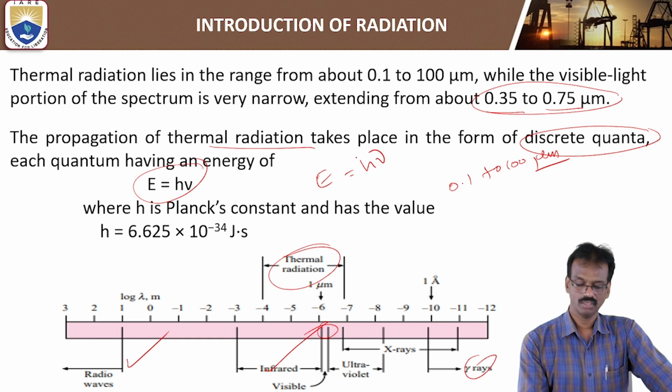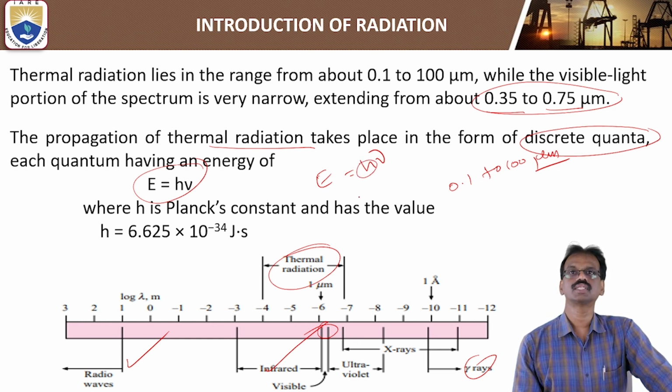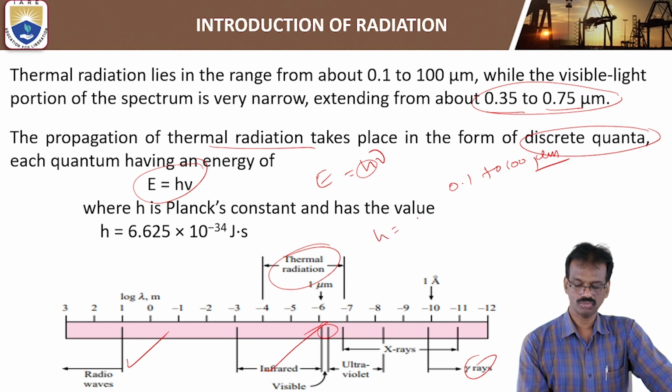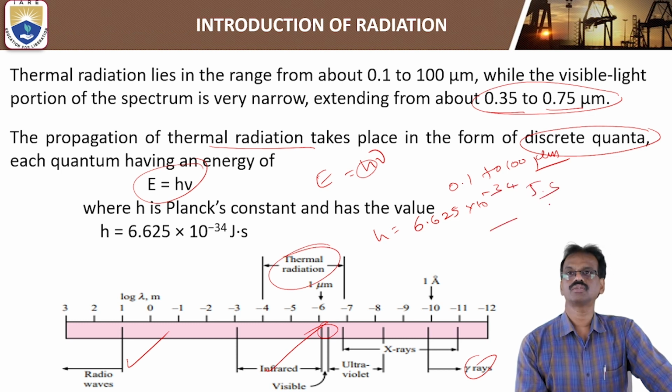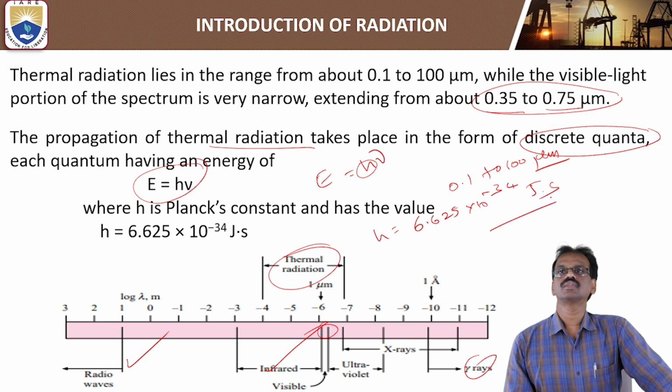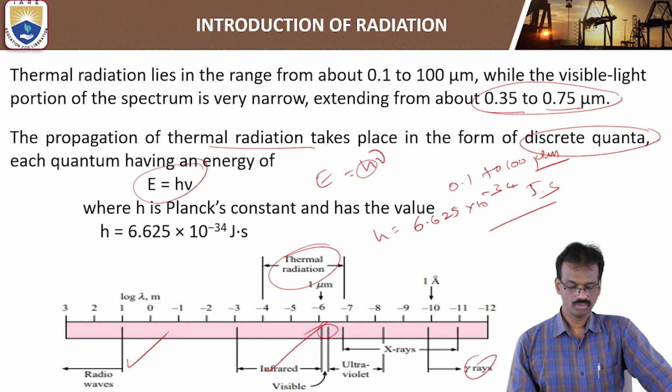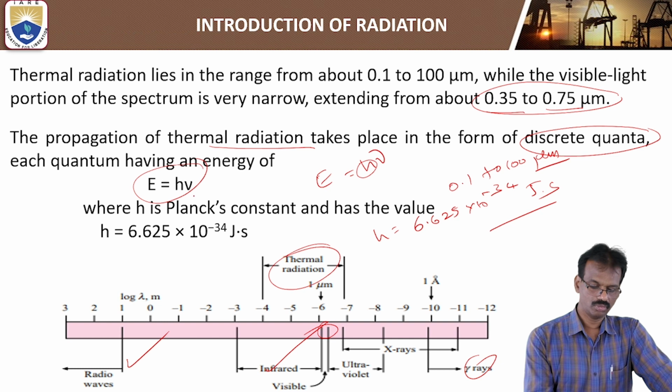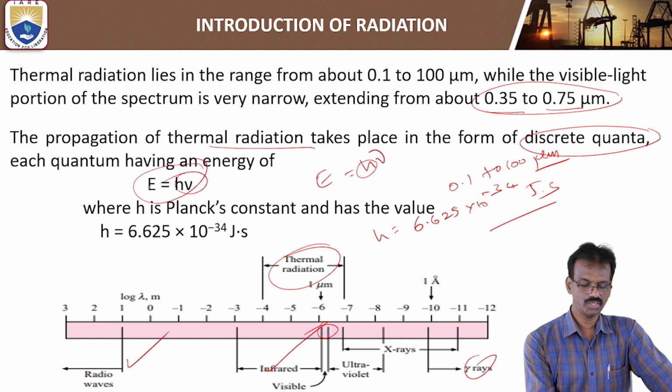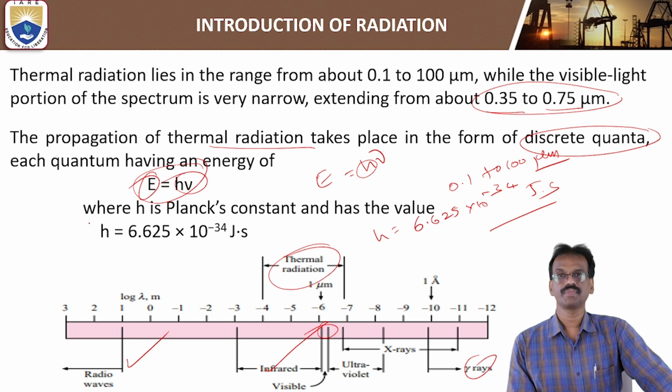h is Planck's constant, which we already learned in physics. The h value is equal to 6.625 into 10 to the power of minus 34 joule second. nu is the frequency. So this is the photon energy, and this is the formula for the energy.